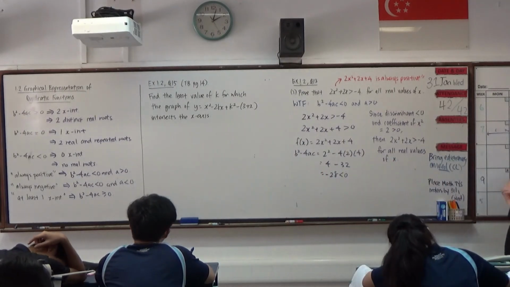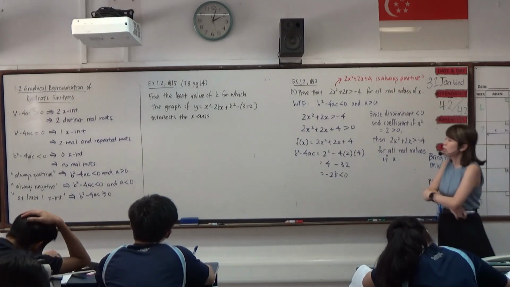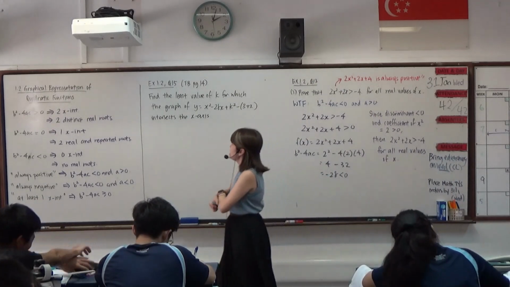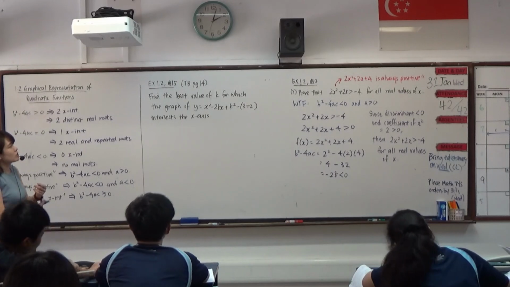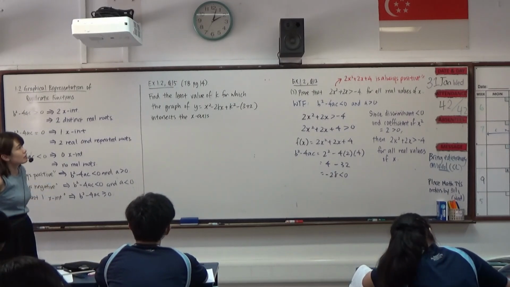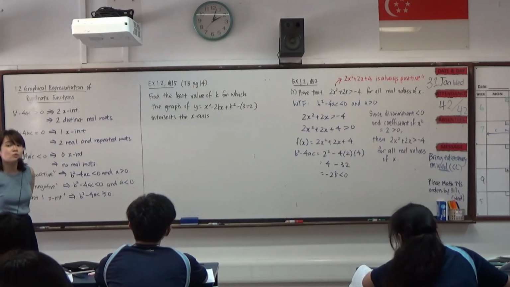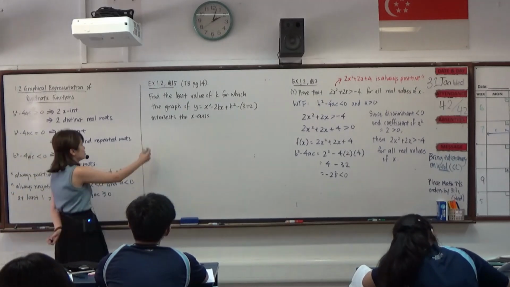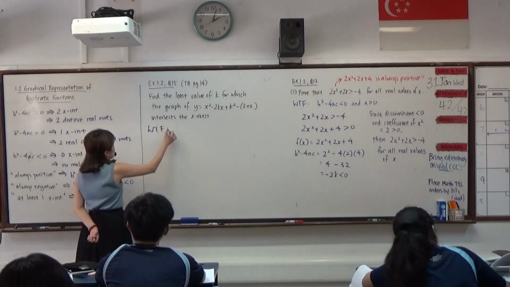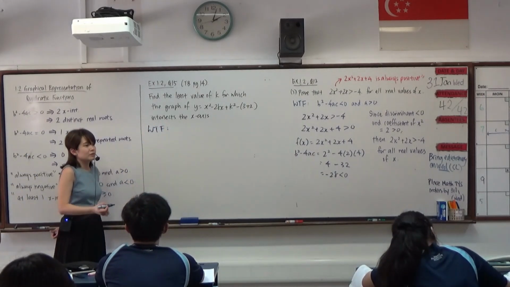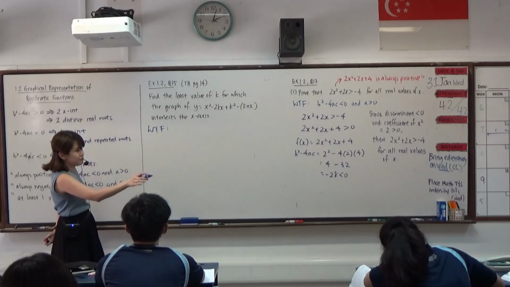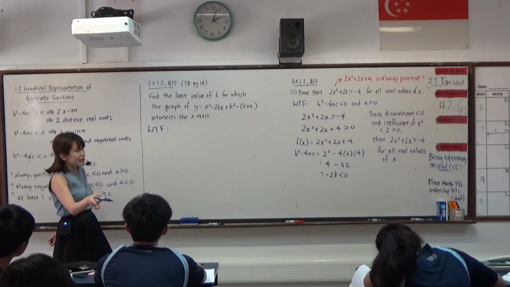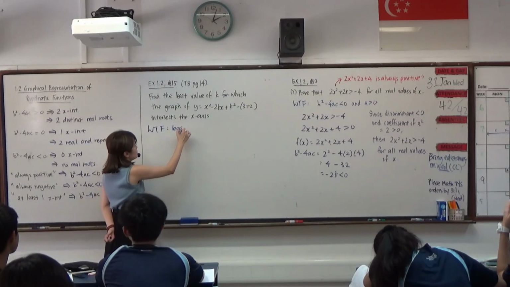Okay, so let's look at question 15. We want to find the least value of a for which the graph intersects the x-axis. So what do we want to find in this case? We're trying to bring the question up first. We are not trying to find all of it. So we want to find the least value of a.